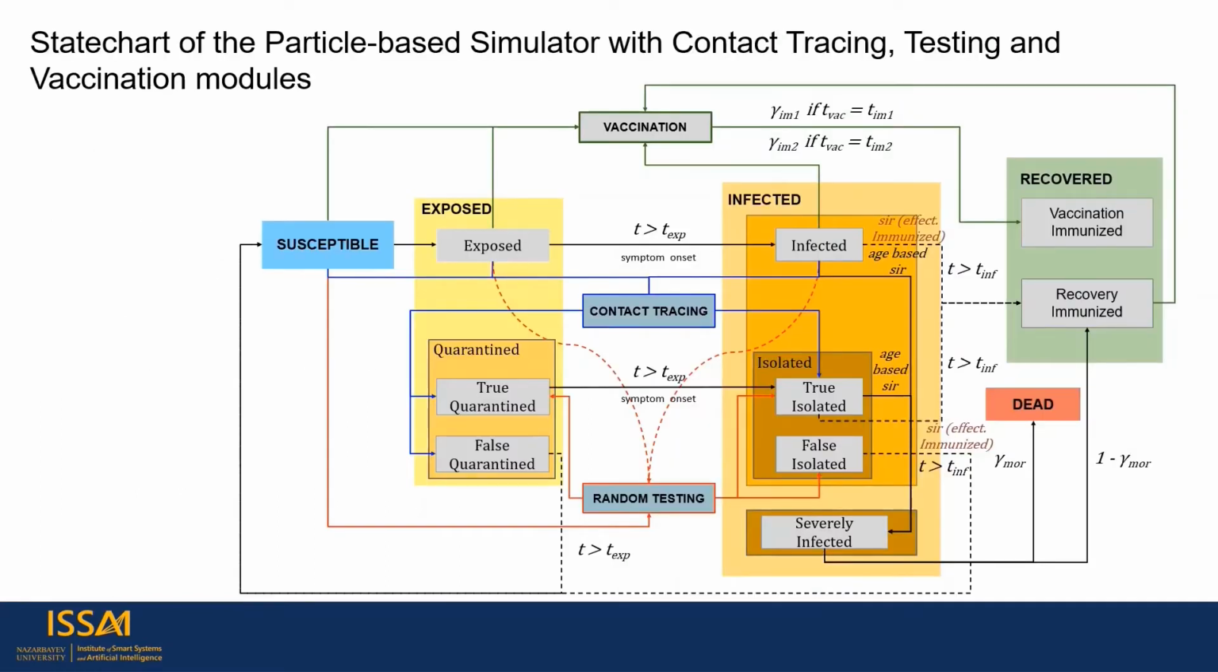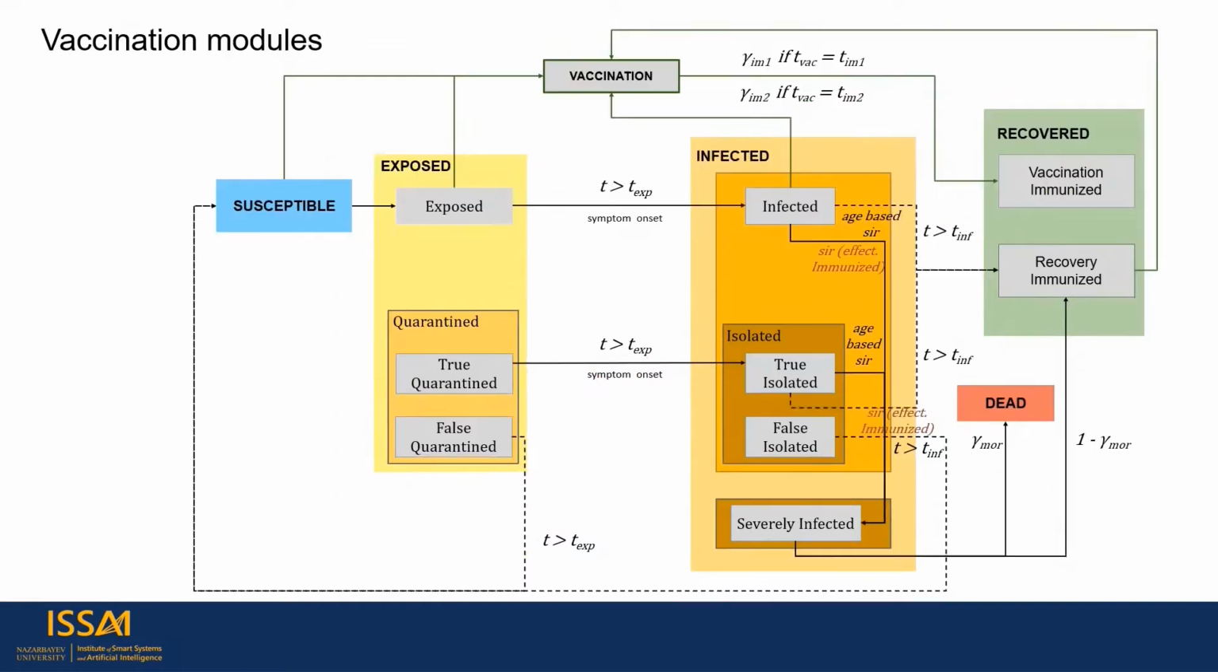So here is the state chart of the model. We have 4 superstates: susceptible, exposed, infected, and recovered. The contact tracing module is based on the use of a mobile app, and it stores the list of contacts for each particle such that if a particle is determined to be infected, then all particles in the list are quarantined or isolated. The testing module simulates the massive random testing of the population. Since this work focuses on the vaccination module, we removed the blocks and connections related to the testing and contact tracing module for the clarity of the presentation.